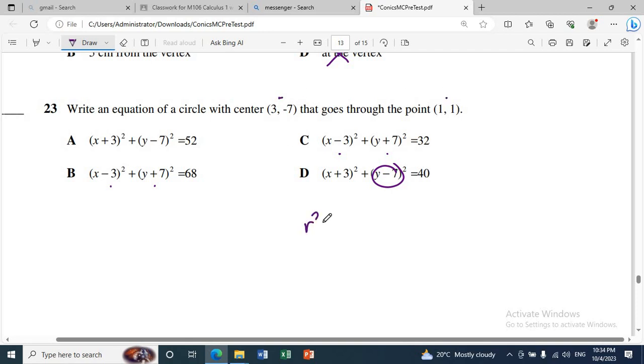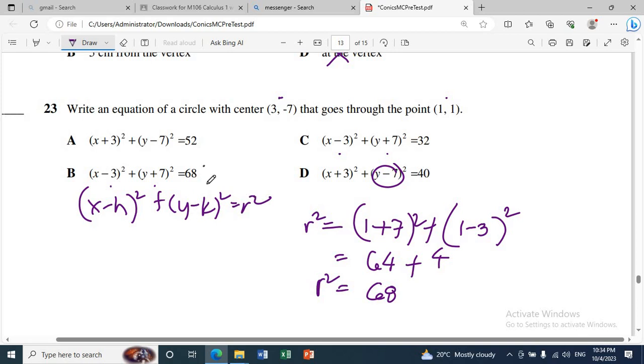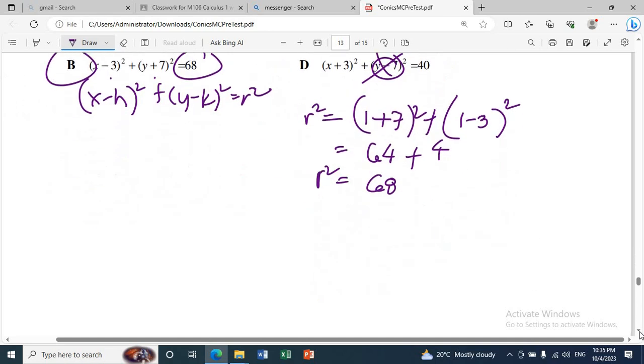So what we need to do is compute for the distance. So, 1 minus negative 7, squared, plus 1 minus 3, squared. This is 8 squared, which is 64, plus negative 2 squared, which is 4. The sum of this is 68. That is r squared. Take note that (x minus h) squared plus (y minus k) squared is equal to r squared. So this is correct. This other one is lacking, wrong. So number 23 is letter B.